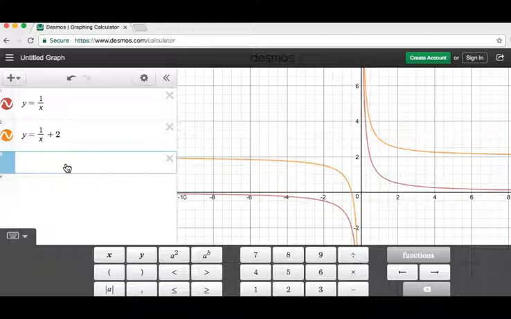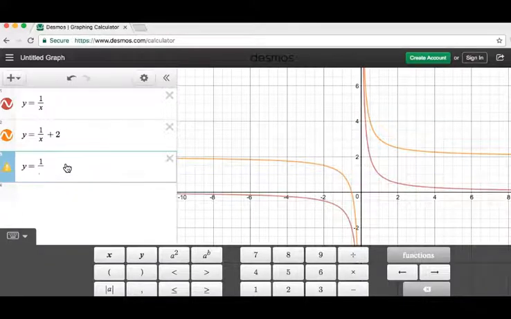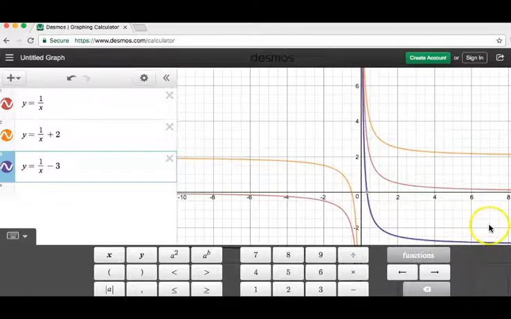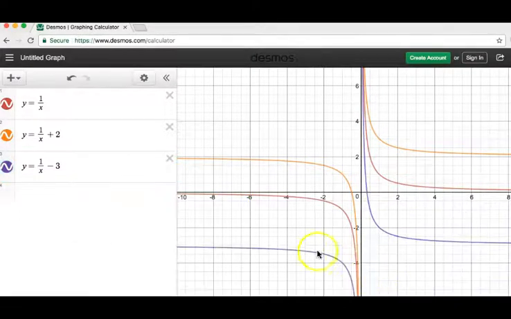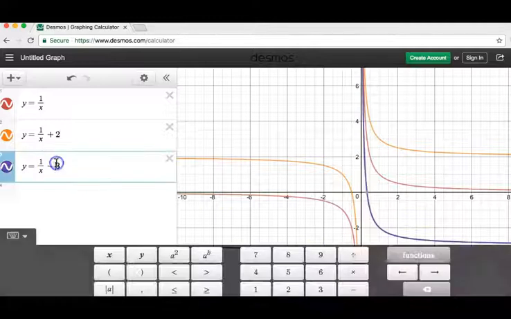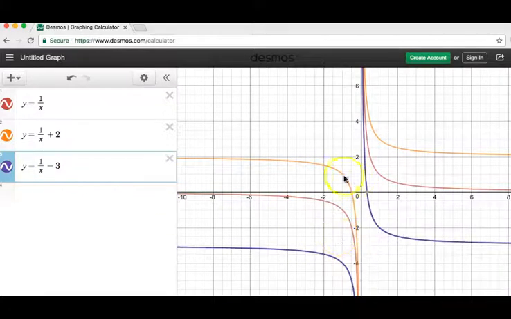Right, next, y equals 1 over x minus 3. That's the purple graph, this one. This is the y equals 1 on x curve. The whole graph has been moved down 3 units. So domain, all real x except 0, range, all real y can't equal 3. Now, we're going to sketch these in a minute.